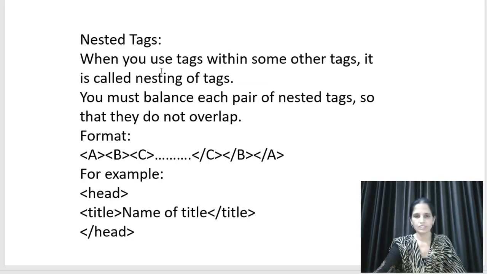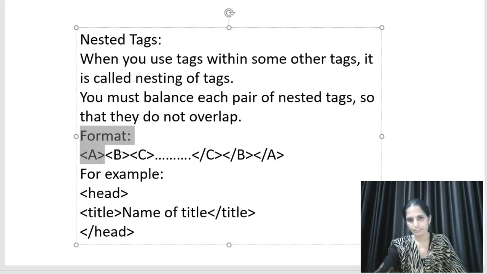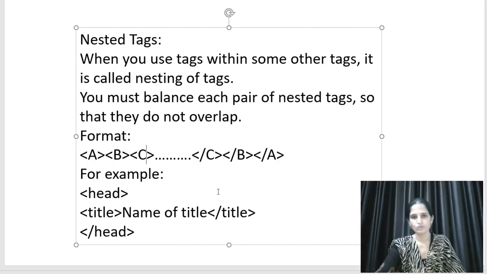About the nesting of tags, we have already discussed. Again, when you use tags within some other tag, it is called nesting of tags. You must balance each pair of nested tags so that they do not overlap. For example, a start, b start, c start. Now first you close the c tag, after that you close the b tag. Always the c tag closes inside the b tag, and the b tag always closes inside the a tag. This is called nesting of tags.